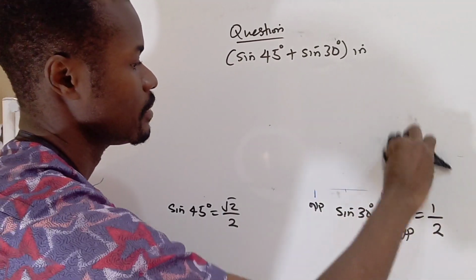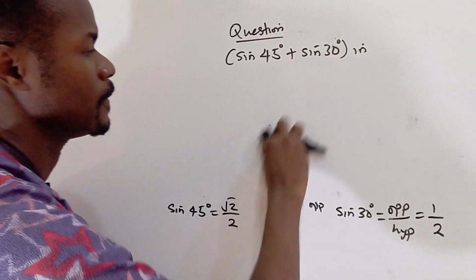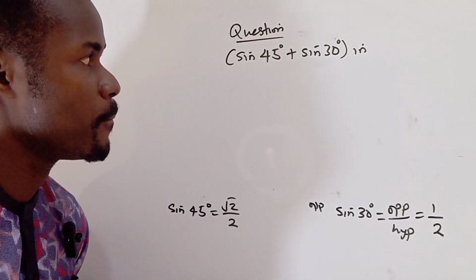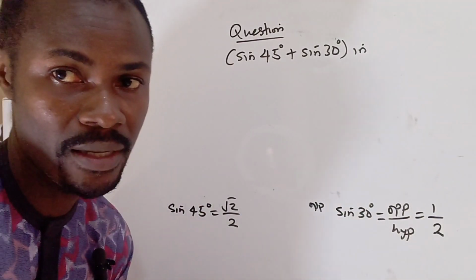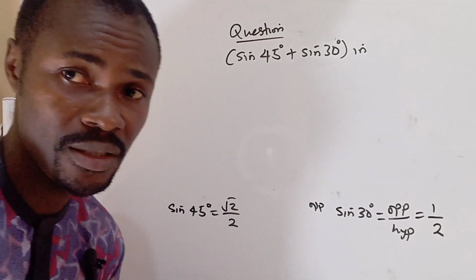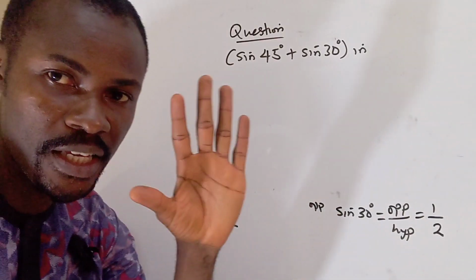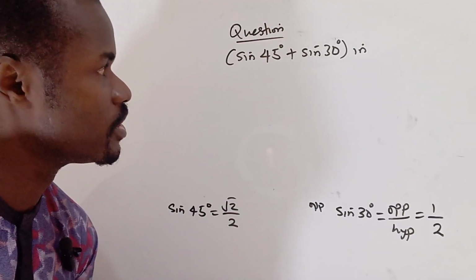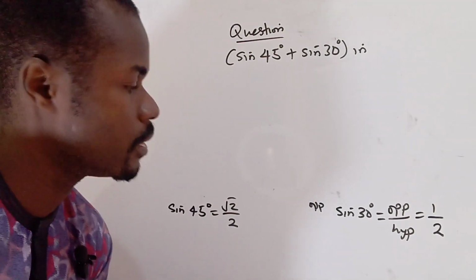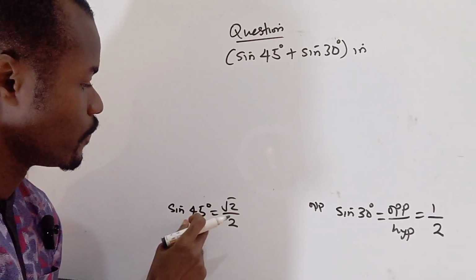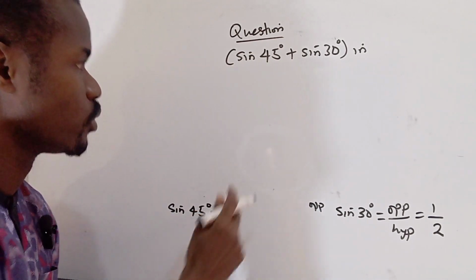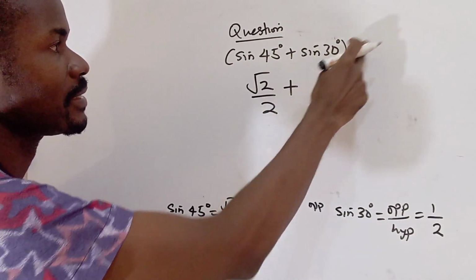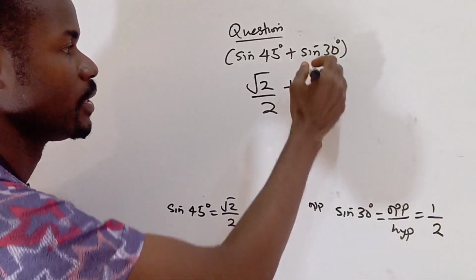So remember, most times in exams, you can use less than 1 minute or some seconds to bring out your diagrams and get the relation. Although there are some tricks using your fingers, but for now, since I'm teaching it, I want to go back to the basics. All right, so sine 45 degrees, we are going to replace with root 2 over 2, plus our sine 30, we are going to replace with half.